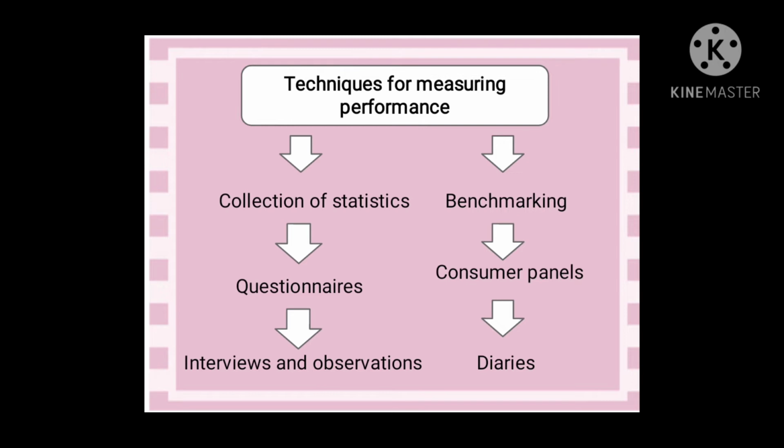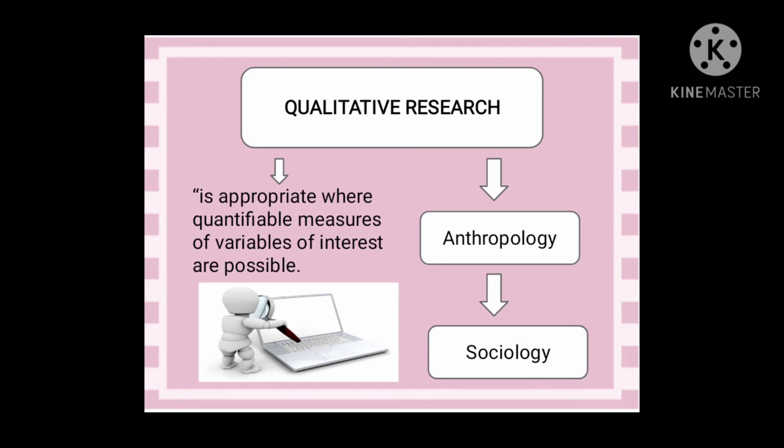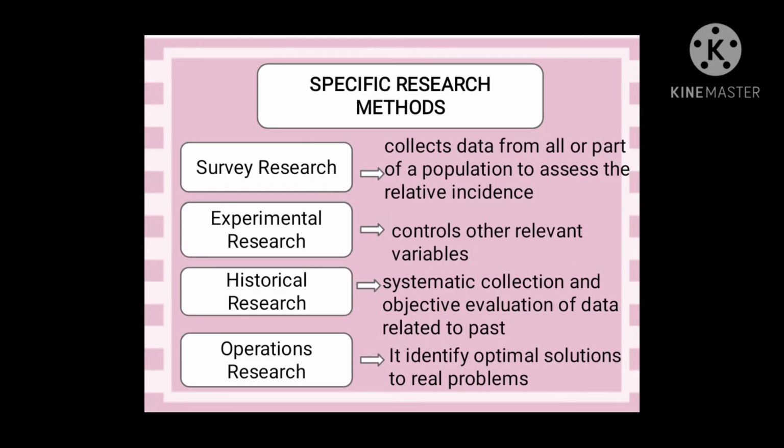through comparative assessment. Next, we have here the qualitative research that is appropriate where quantifiable measures of variables of interest are not possible. So, qualitative research uses a variety of methods and techniques, many drawn from anthropology and sociology. So we have here specific research methods. First, we have survey research that has been defined as the research strategy where one collects data from all or part of a population to assess the relative incidence, distribution, and interrelations of naturally occurring variables.